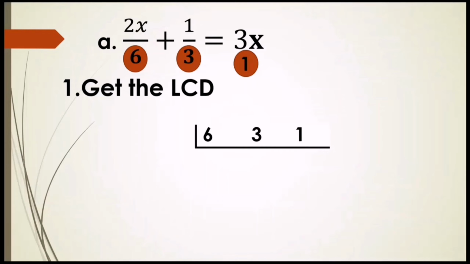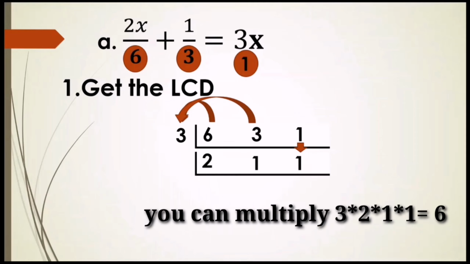Now, if it is already 1, what you will do is to bring it down. And then, find a number that can divide 6 and 3. That is 3. So, 6 divided by 3 is equal to 2, and then 3 divided by 3 is equal to 1. Now, since it is already 1, bring it down.